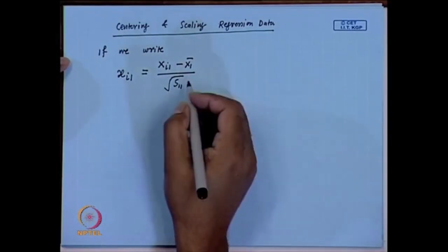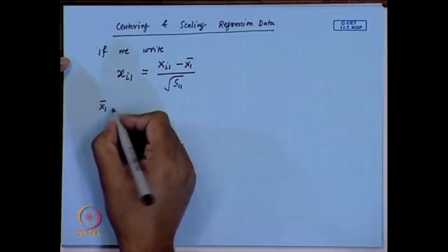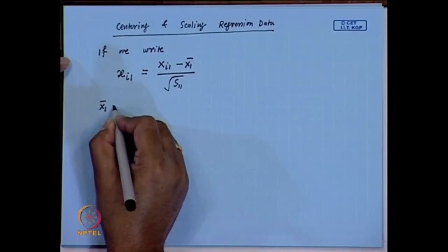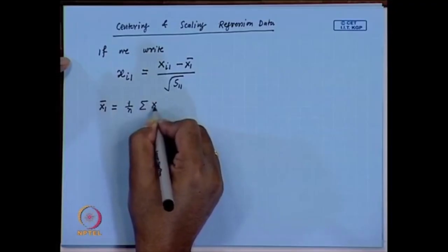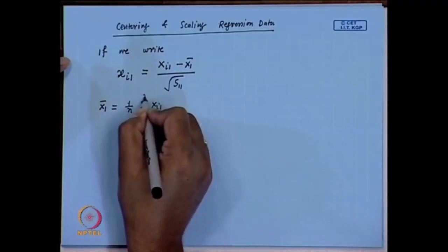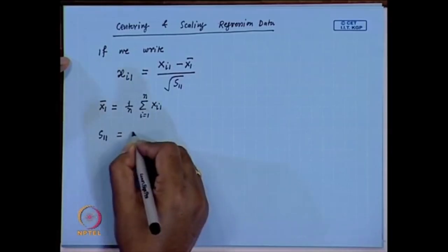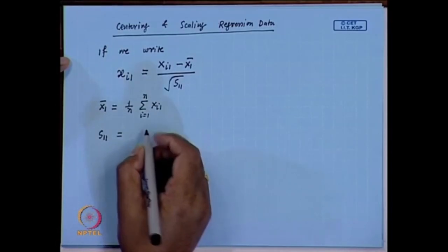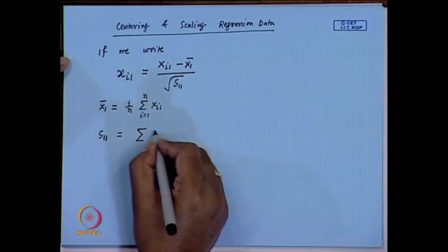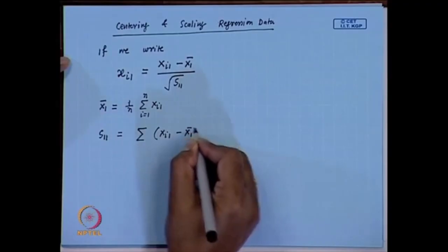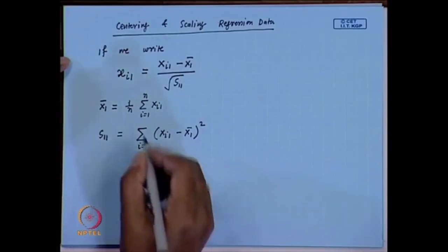So let me tell what this notation is. x1 bar, of course, is the mean associated with the first regressor. So this is equal to 1 by n summation x_i1, i equal to 1 to n, and s11 is equal to summation of x_i1 minus x1 bar, squared, summed over i equal to 1 to n.